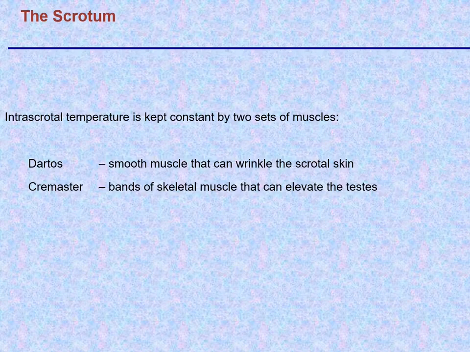The temperature in the scrotum is kept constant at 3 degrees lower than the normal core body temperature by the action of two different sets of muscle, the dartos muscle, which is a smooth muscle, involuntary muscle layer just underneath the scrotal skin, which can contract and therefore wrinkle the scrotal skin and move the testes closer to the body, and therefore if it's colder, then they'll move closer to the body so that they can maintain that, just 3 degrees lower. And the cremaster muscle, or muscles, which are skeletal muscles that can elevate the testes up within the scrotum.